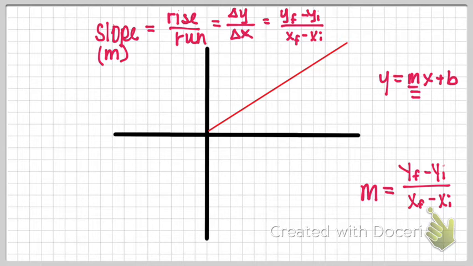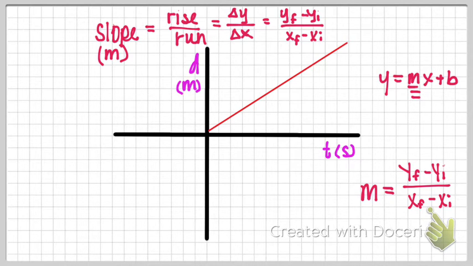And here's why. If this was a displacement versus time graph, then my displacement would be on the y-axis, my time would be on the x-axis. And so that means this would be meters and this would be seconds. So when I calculate slope, I would end up with meters over seconds. That's the same as my velocity. So let's review here slope a little bit.